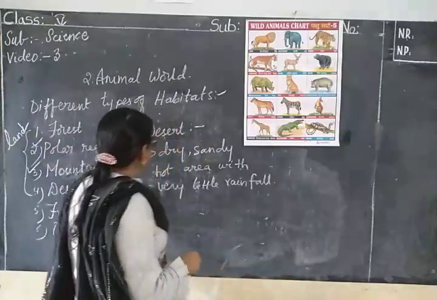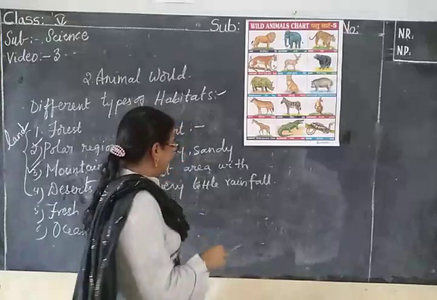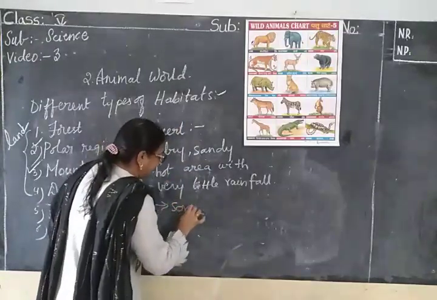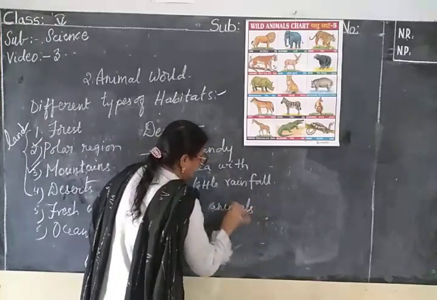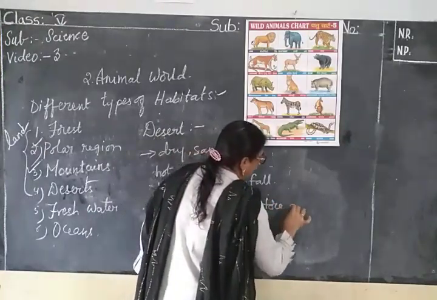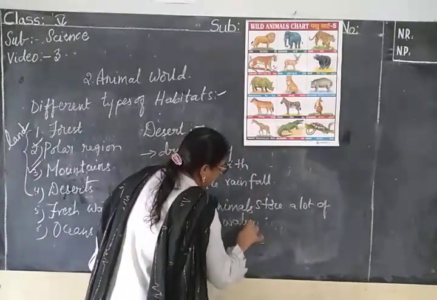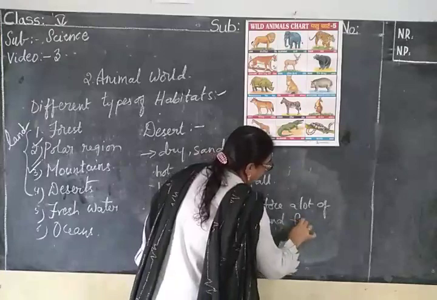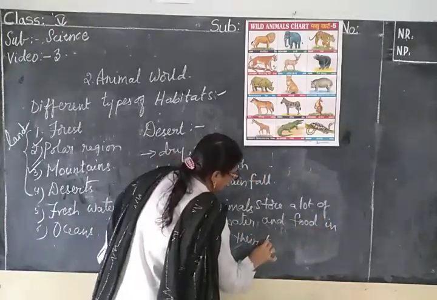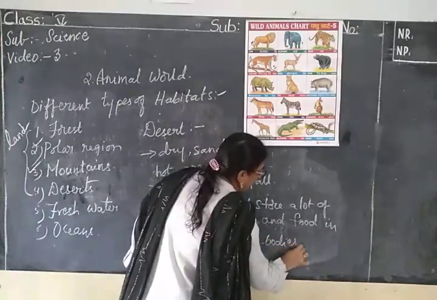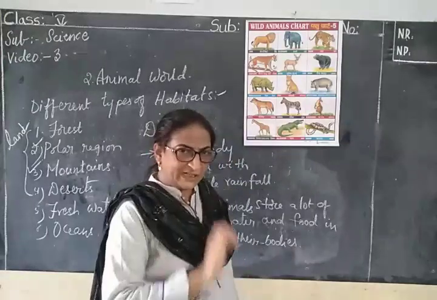And some animals store a lot of food and water in their bodies. So they store a lot of food. For example, you take camel. Camel is an example of an animal that lives in a desert, isn't it?